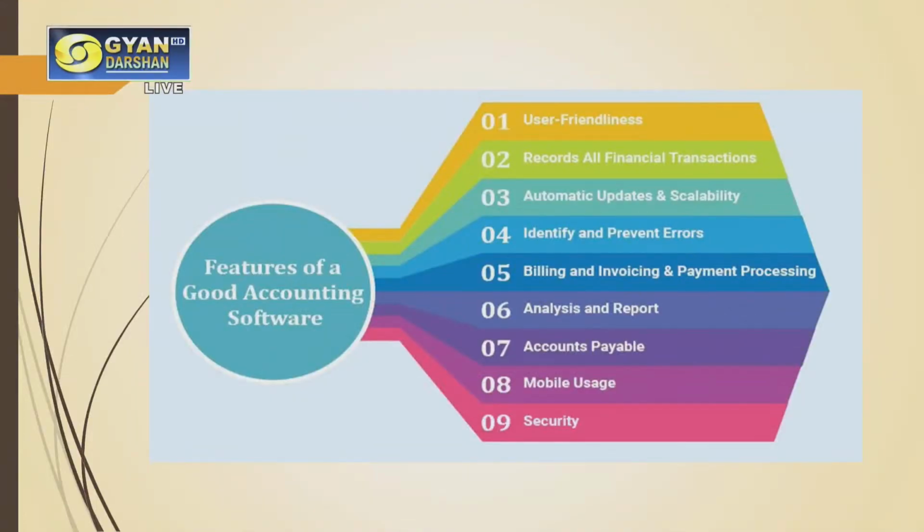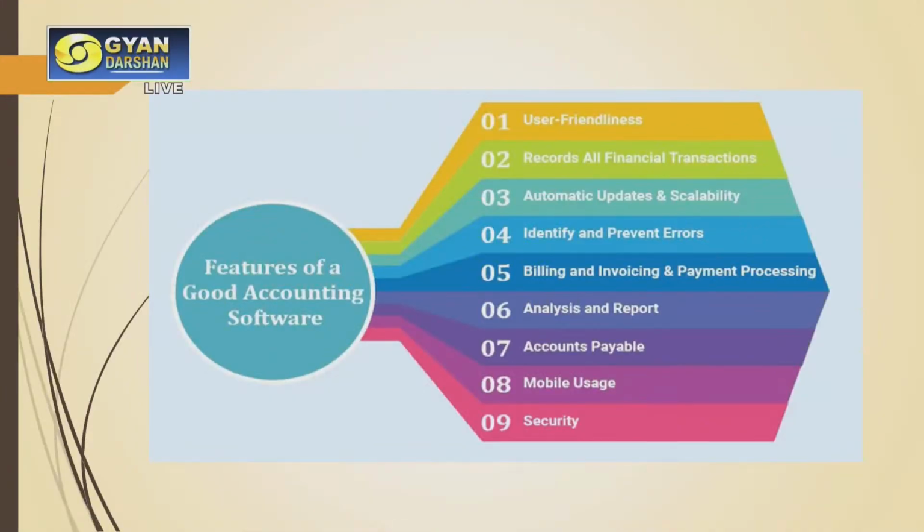Then it should be automatic. The update should be automatic in that. It's not that somebody is coming manually and doing it. So it should be an automated update and it should have scalability. Then accounting software should be such that it should be able to identify and prevent errors. Because when you're working with so many transactions and so many modules, definitely there is a chance of committing an error. So, because such errors may not be committed, it is very essential that the accounting software which is developed should be able to identify and prevent those errors so that you can rectify the action there and then. Then it should be able to do the billing and invoicing of the payment processing.